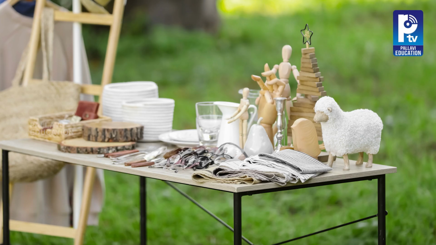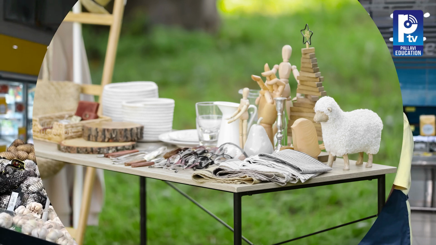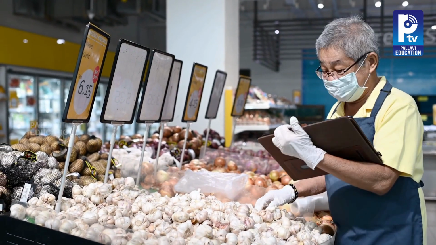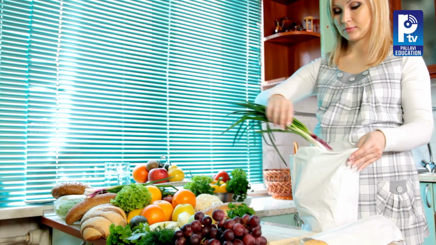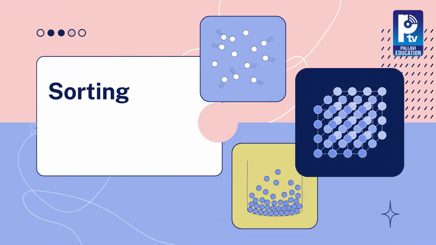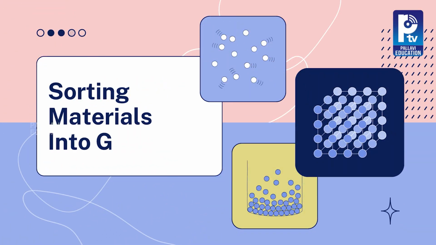Look at this table. It's a mess, right? What if I ask you to find just the edible things, or just the shiny ones, or only the things that can float in water? Ever wondered how shopkeepers arrange thousands of products? Or how your mom separates groceries after shopping? That's what we're learning today, sorting materials into groups.